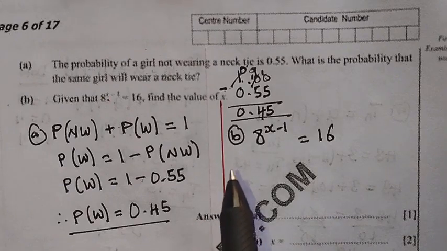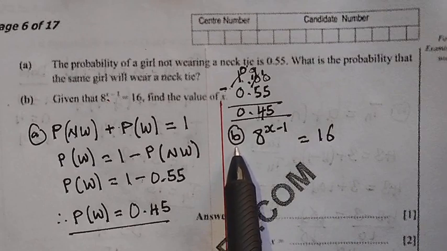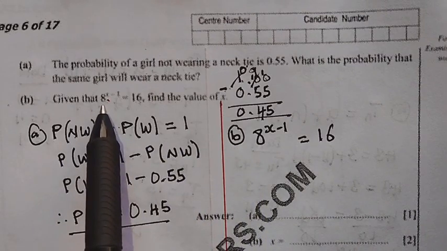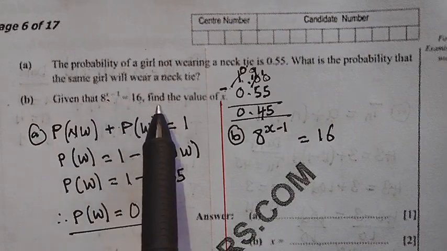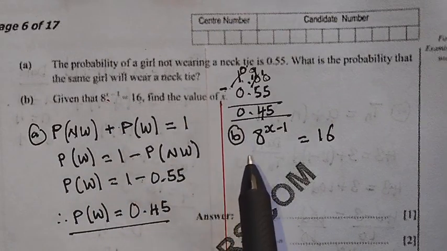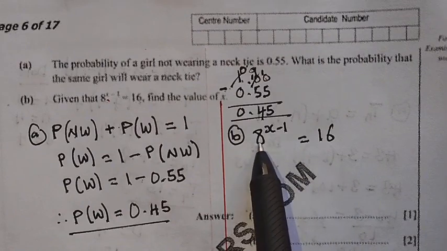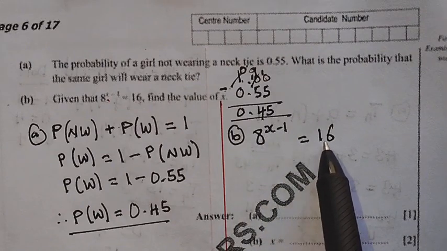All right, so we've now come to question B right here. Question B reads, given that 8 raised to the power of x minus 1 is equal to 16, find the value of x. So first thing I will write the question, 8 raised to the power of x minus 1 is equal to 16.